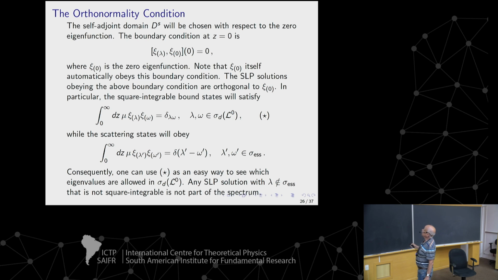And okay, so now we find the normalizability condition here. It involves that measure mu that I mentioned. In fact, in general, for different eigenvalues, you should get a Kronecker delta, and the scattering states will be delta function normalizable. And in fact, this condition, the one for the discrete states, is an easy way to see which eigenvalues are allowed in the discrete spectrum.